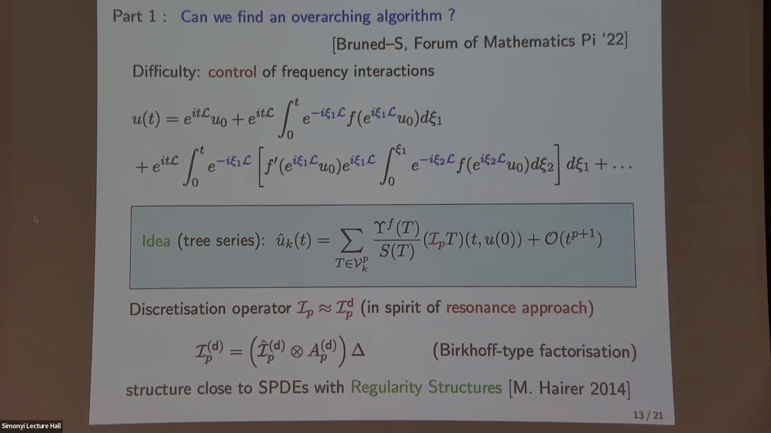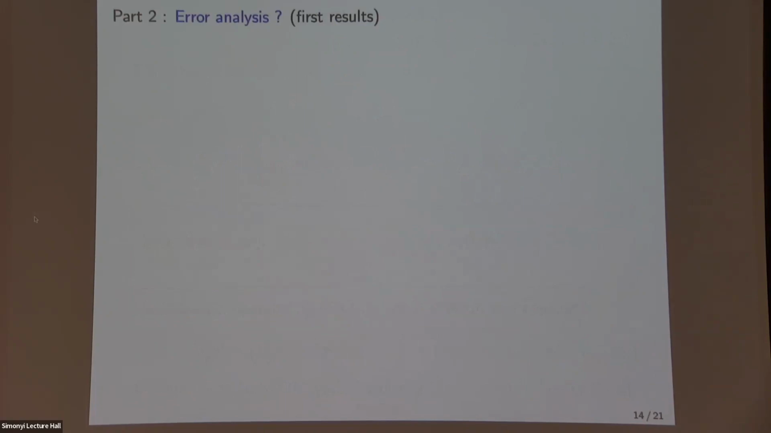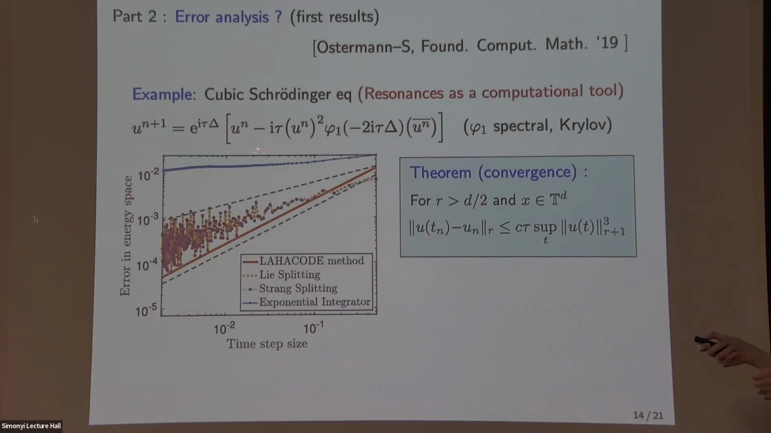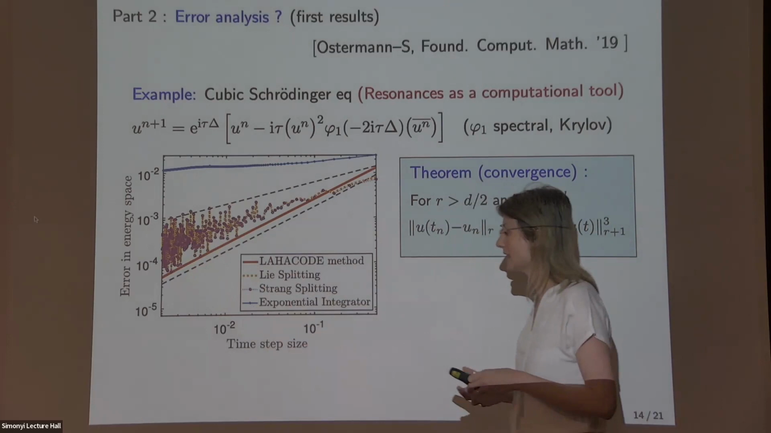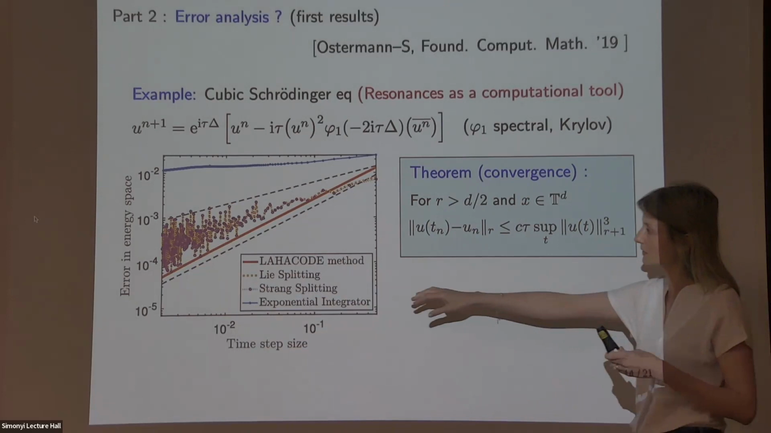Okay, then the error analysis. So what can we say about the error estimates? Here again, let me start with the cubic Schrödinger equation. So here is our numerical scheme. Then the first thing we can do is look at the convergence rate again. So I have the time step and my error. And again, of course, what I want in numerical analysis is to use large time steps and to have a good error. So I want to be in this white corner here.